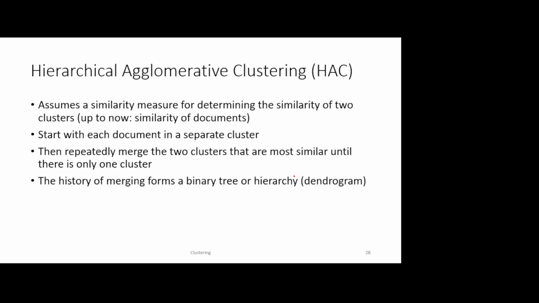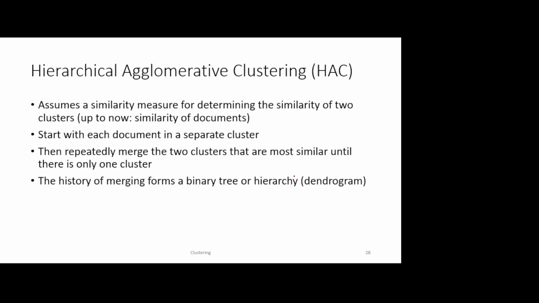First is agglomerative clustering, which we call HAC. Agglomerative means we group clusters together if they are very similar, and they become a bigger cluster. That's why we call it agglomerative. Here you have to define a measure to determine the similarity between any two clusters. So first you have to define the similarity between two clusters.